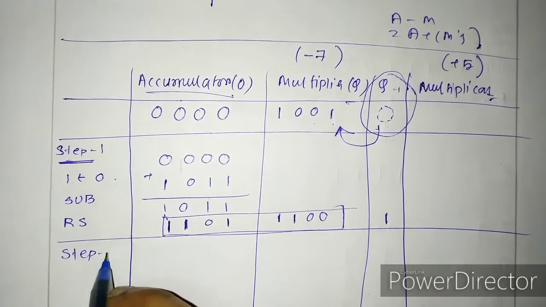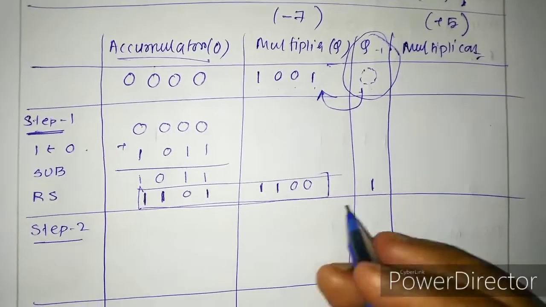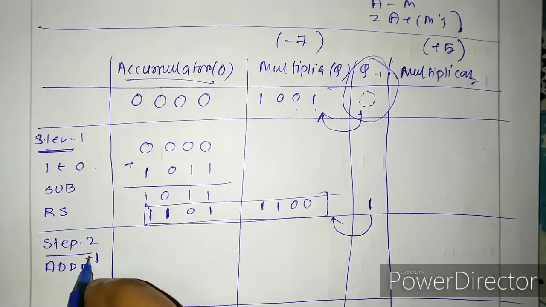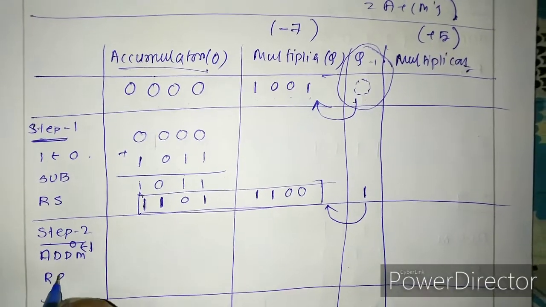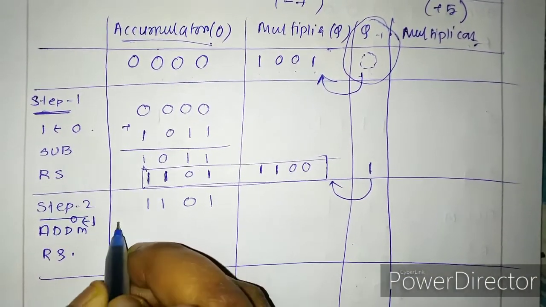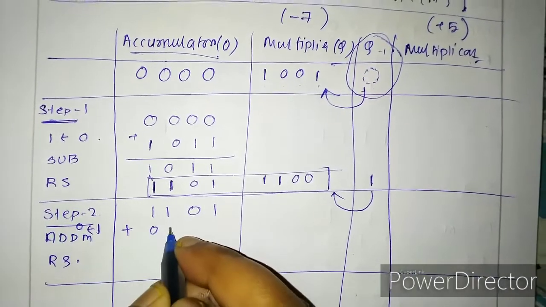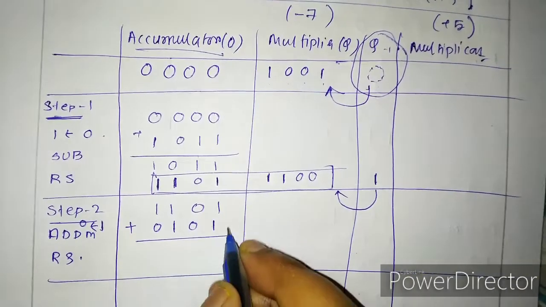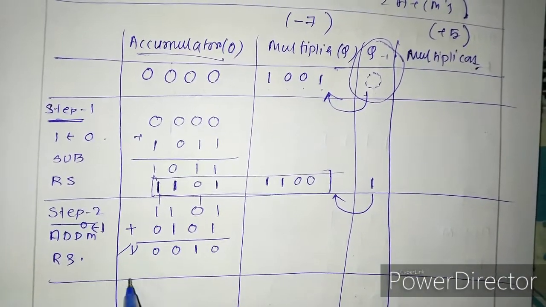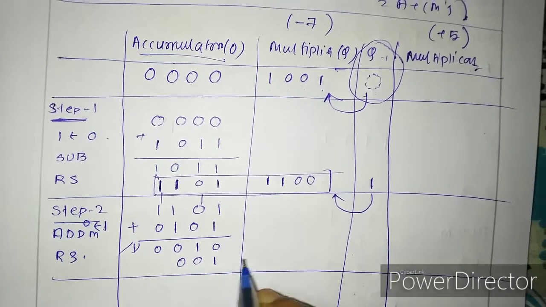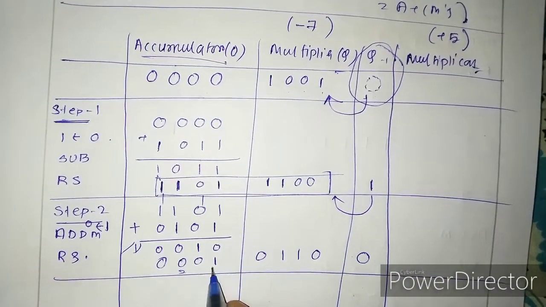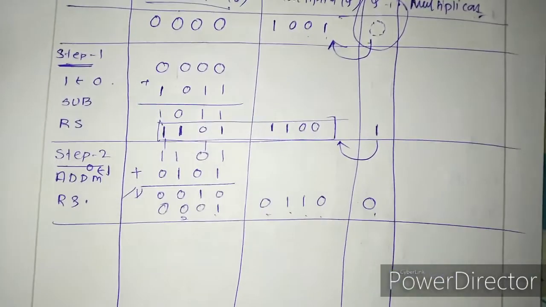Now step 2. It is 1 to 0. So what you have to do is add m. 1 to 0, add m, then do a right shift. 1 1 0 1 plus 0 1 0 1. So the answer is 1 1 0 carry 1 1 1 0 carry 1 1 1 0 carry 1. After the right shift, it will be 0 0 1 0 1 1 0. Then it's a 0. As it is a 0, the answer will be 0 0 0 1 0 1 1 0, and there is a 0.